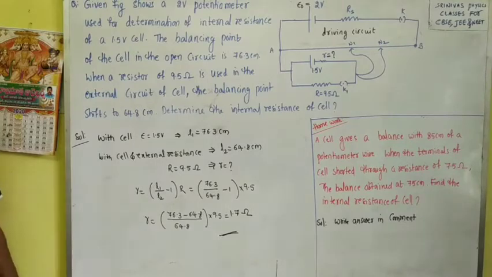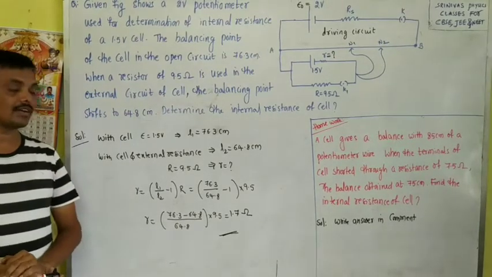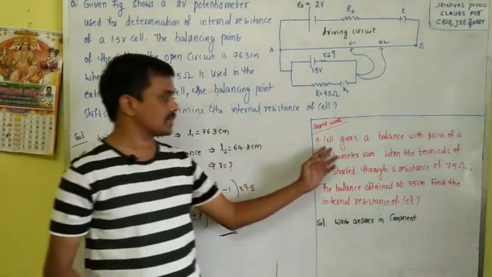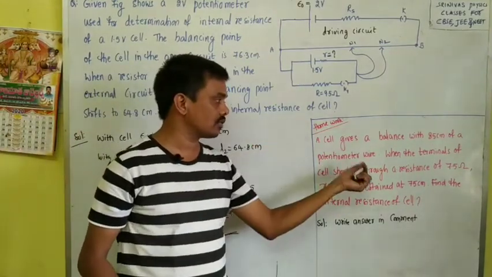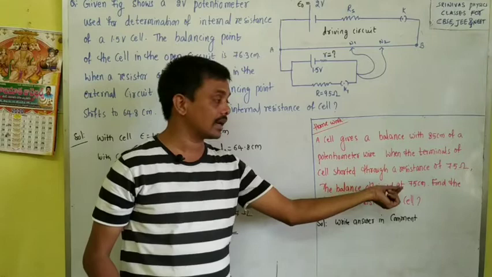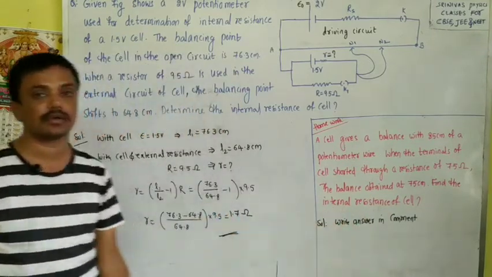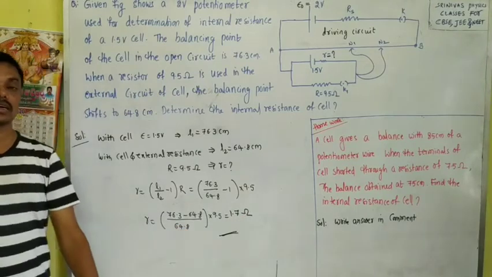And with this, today's topic is completed and this is very important. And I gave one question here. It is also similar to this one. With only the cell, the balancing length they give, and with the cell and resistance, the balancing length they give, we have to find out the internal resistance of the cell. The same formula you can use, and give the answer in the comment.